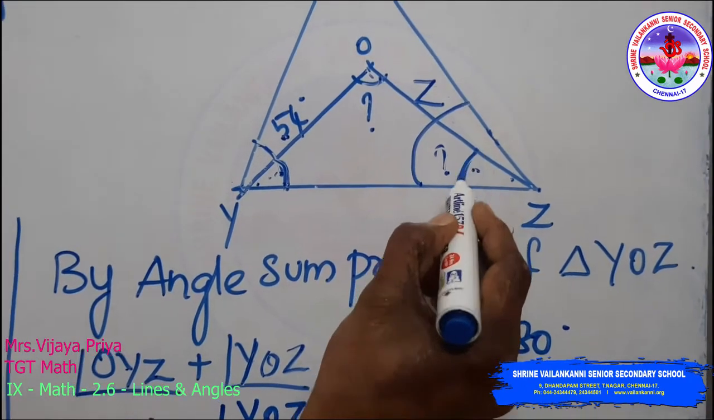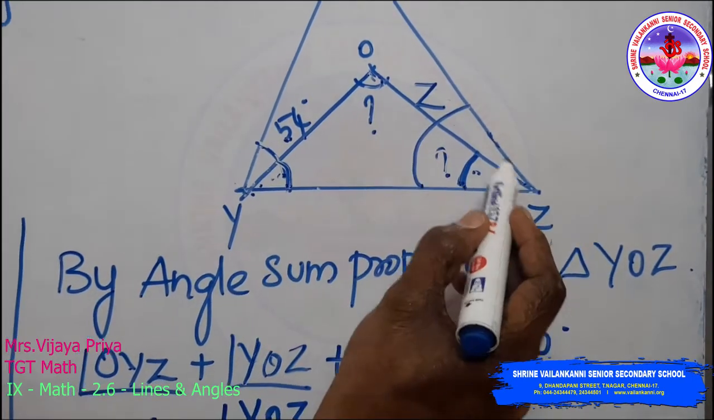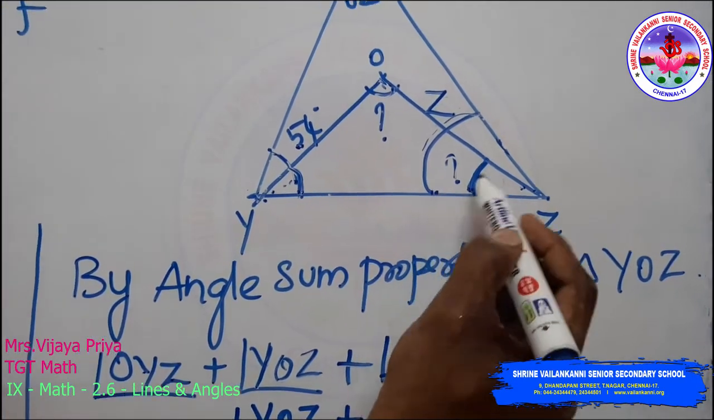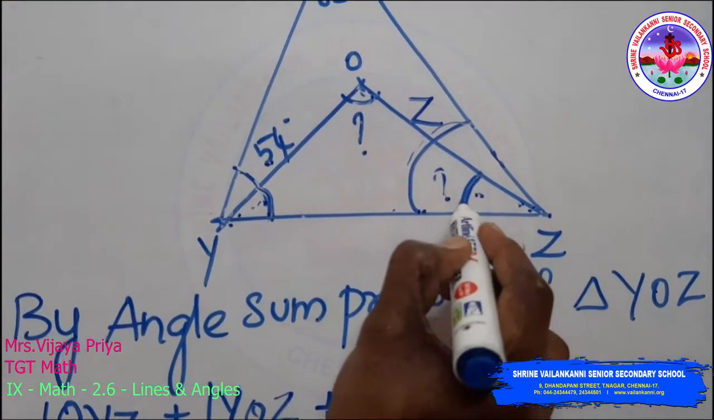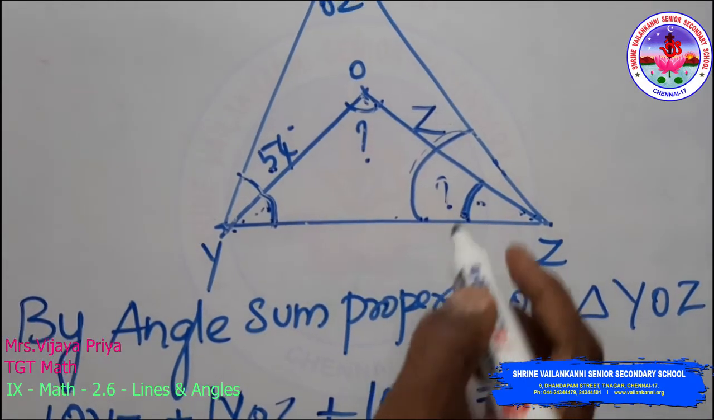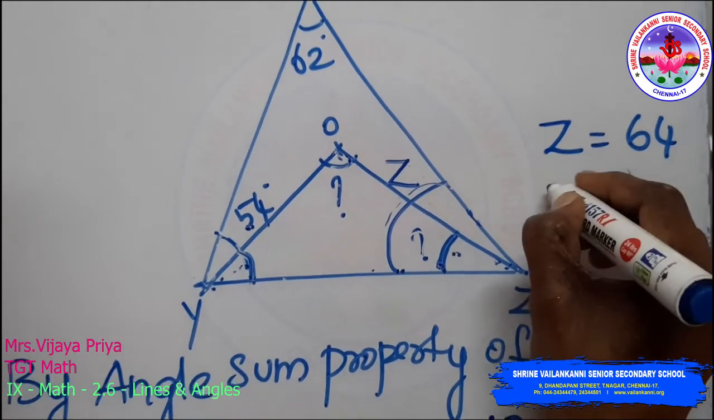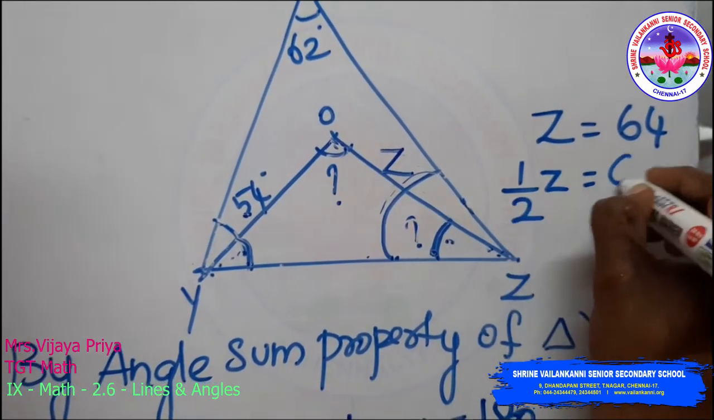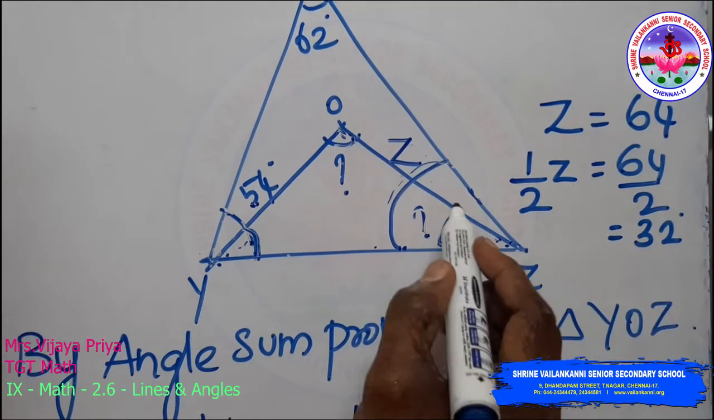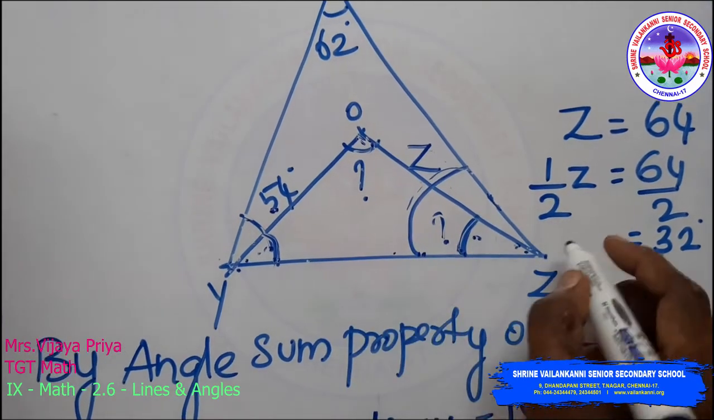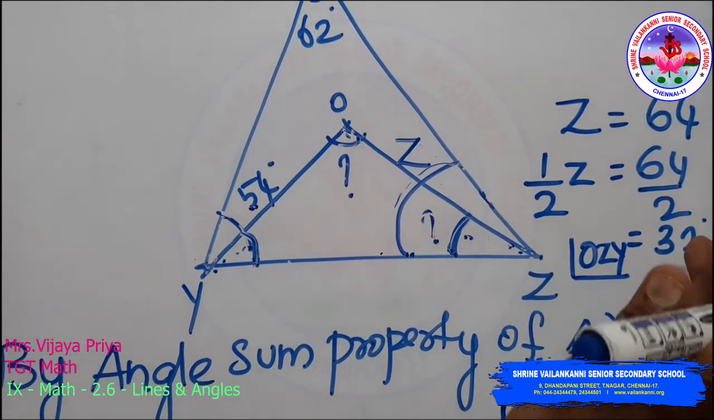Now coming to OZY, OZ is a bisector of angle Z. So this OZY will be half of my Z, where I got my Z as 64. Now half of Z will be 64 divided by 2, which is equal to 32 degree. So half of my Z, this angle OZY, I am taking as 32 degree.